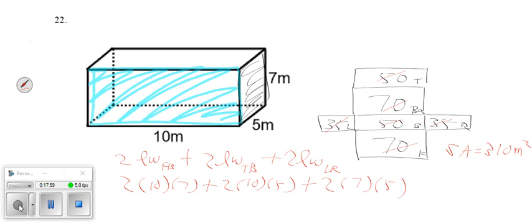Once we've substituted our numbers into our formula, we just have multiplication and addition. We know our order of operations by heart now. So we knew we'd do our multiplications first. 2 times 10 times 7 is 140. Plus 2 times 10 times 5 is 100. Plus 2 times 7 times 5 is 70. When I add all those up, I get 310 meters squared.